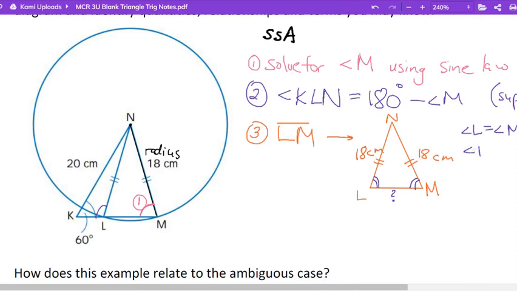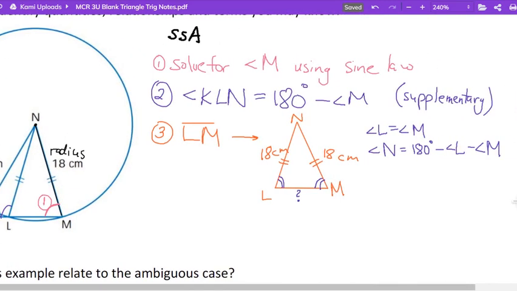How about angle N? Can I solve for that one? Yeah, which law do I use? The sum of angles, right? We need to know that word. 180 minus angle L minus angle M. I have almost solved the triangle. There's literally one piece I need to find, and that's the one piece I'm looking for.